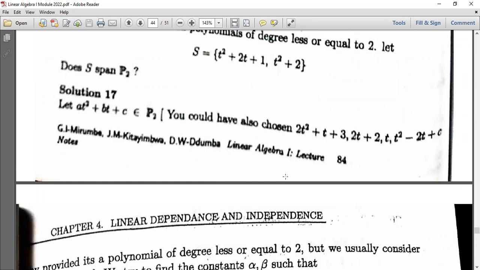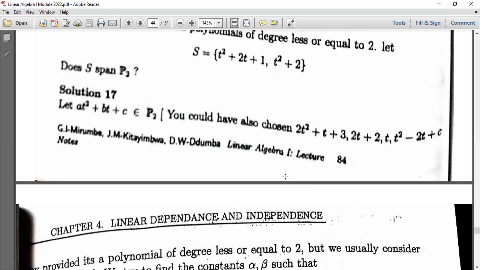Okay, now I've talked a lot. I've defined a spanning set, and I've given 2 examples of a spanning set. We've said a set S is said to span a vector space V if every element from the vector space can be written as a linear combination of elements from S. Are we together, members?